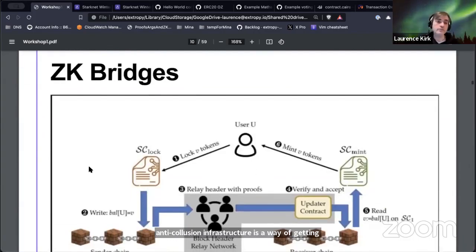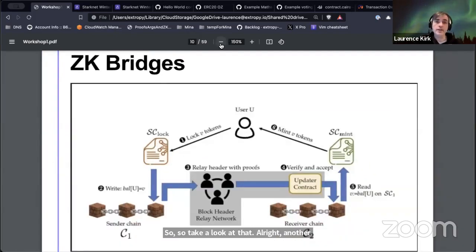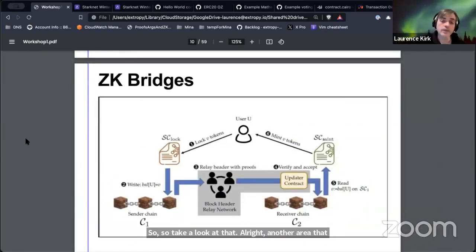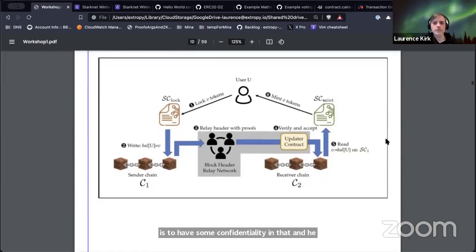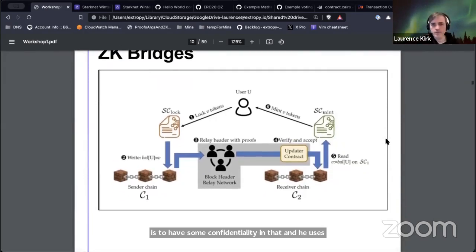All right. Another area that is really underdeveloped, I would say, are ZK bridges. So we're seeing increased interoperability in blockchains. We're seeing lots of bridges being built between blockchains, and there's certainly the appetite for that. People want to be able to see liquidity across chains and to be able to transfer assets easily across chains. But typically you can't do that in a confidential way. What ZK bridges allow you to do is to have some confidentiality involved in that, and it uses zero knowledge proofs for that. So that may be something that will be useful for you.